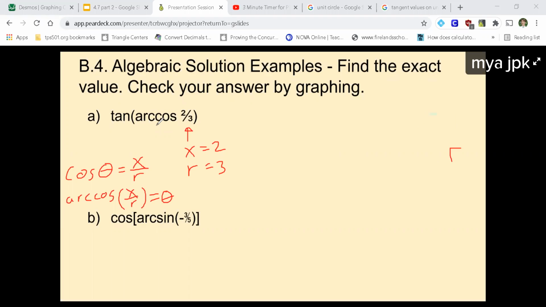Okay, hold on. That's like the worst right triangle I've ever drawn in my life.